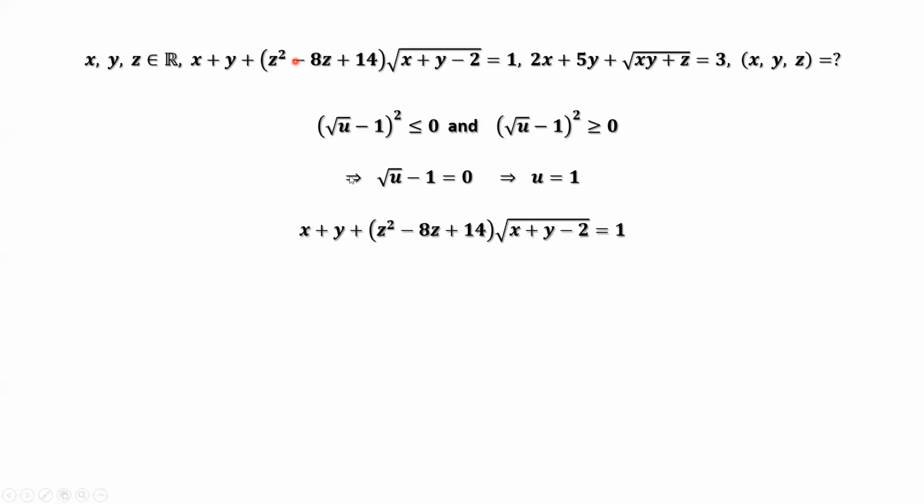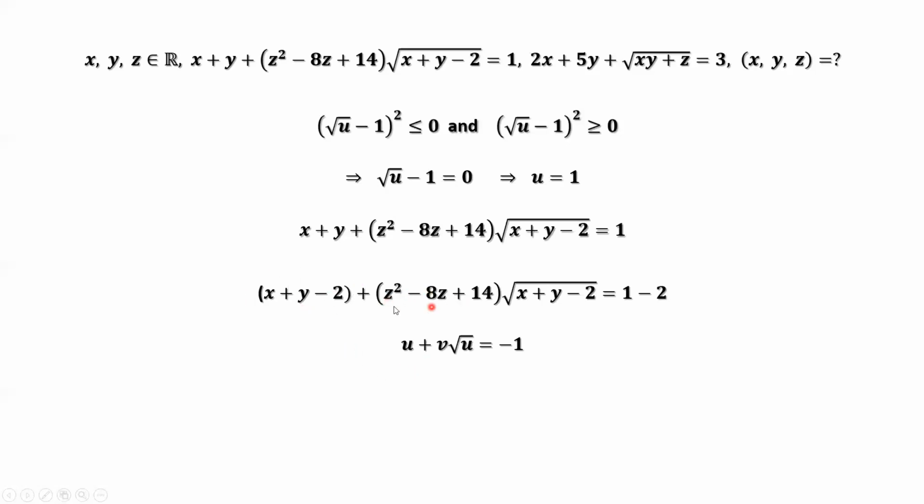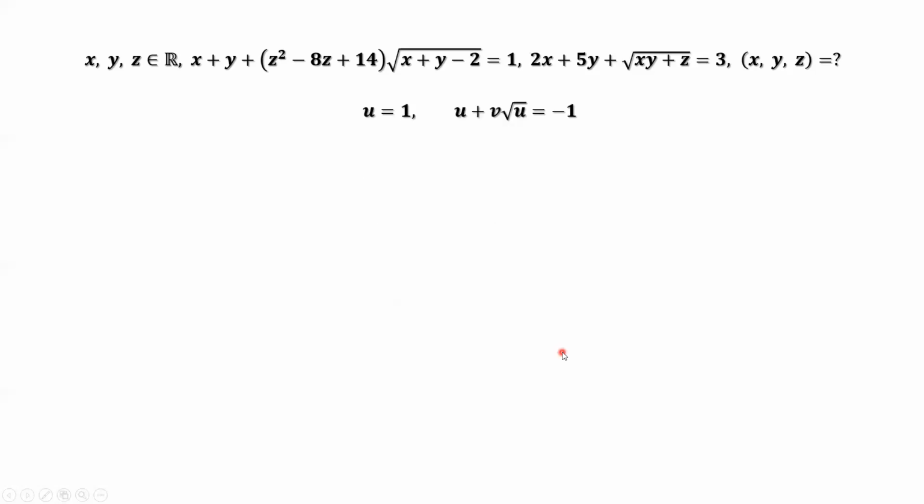This is the given first condition. And here, both sides minus 2, we have this result. This is u, this is v, this is u. Then we have u plus v times square root of u equals negative 1. u equals 1. We replace u by 1. We have 1 plus v equals negative 1. Therefore, v equals negative 2.